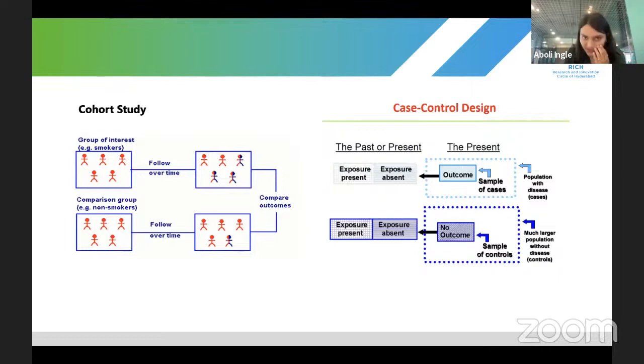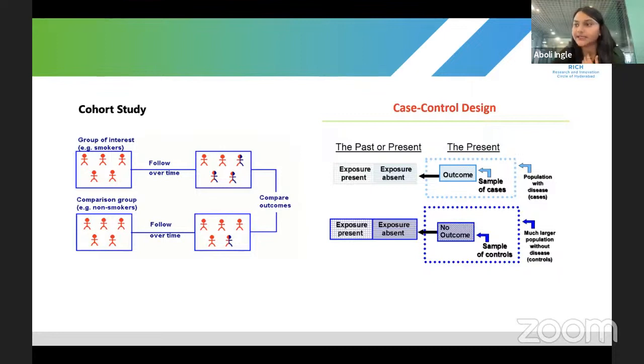And then there is the case control study, where again we compare two groups of people, but we start with the disease condition here. They are already affected with lung cancer, and we then go backward and try to understand whether this individual was exposed to smoking or not. So the case control design goes backward, while the cohort study goes prospective, in the sense forward.